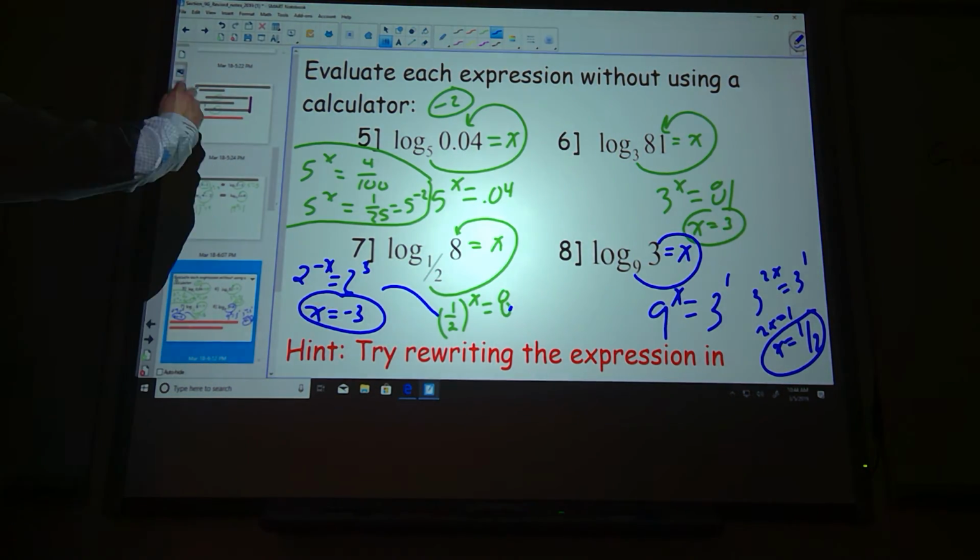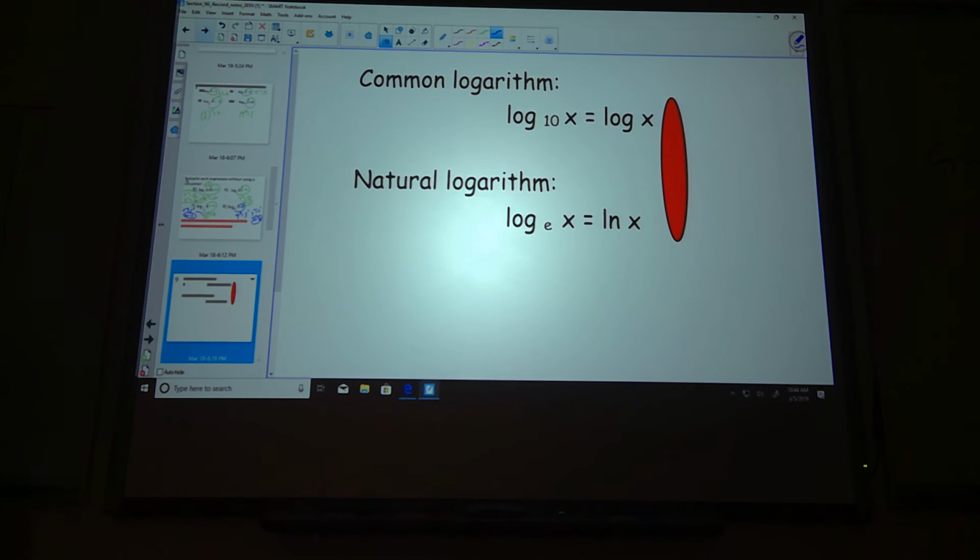All right. So, common logarithm. If you have log base 10 of x, you can always default to say just log x. Again, I'll say that. If you have log base 10 of x, you can default to say log x. It means the same thing.